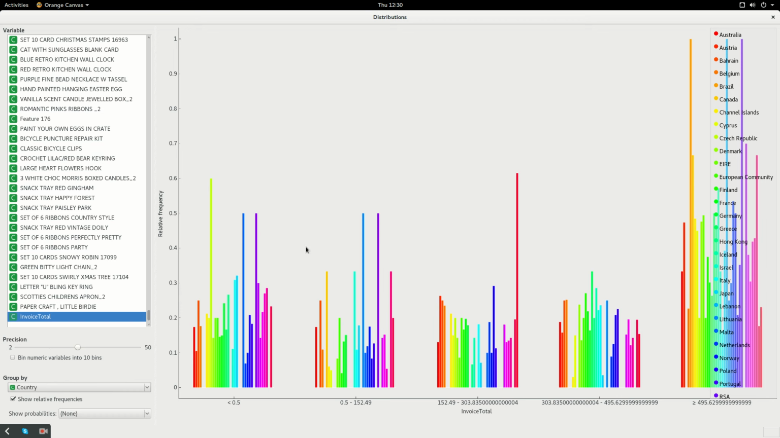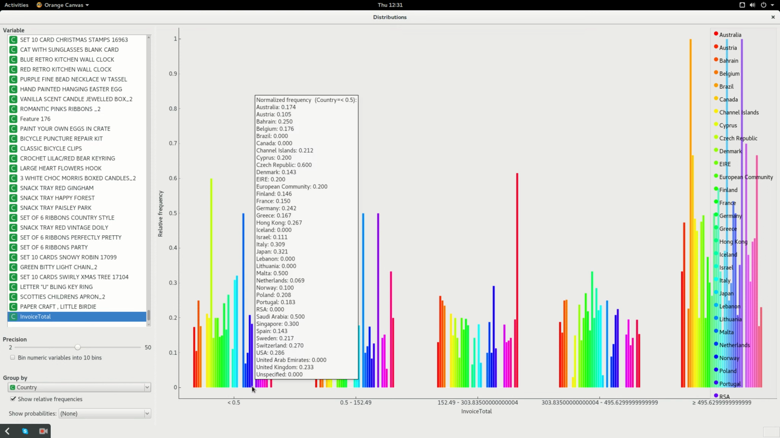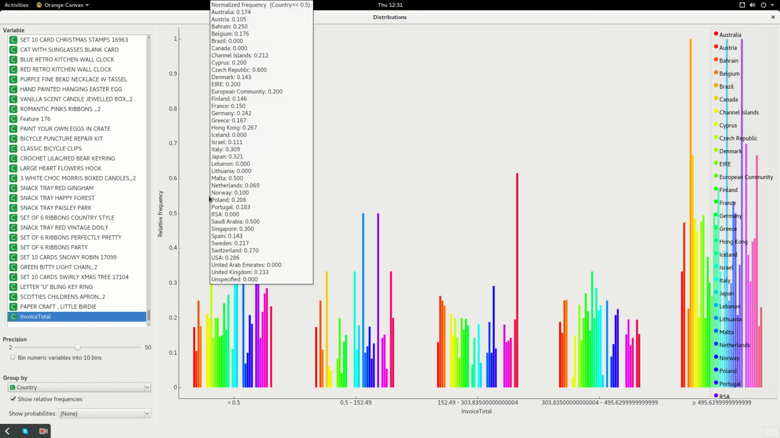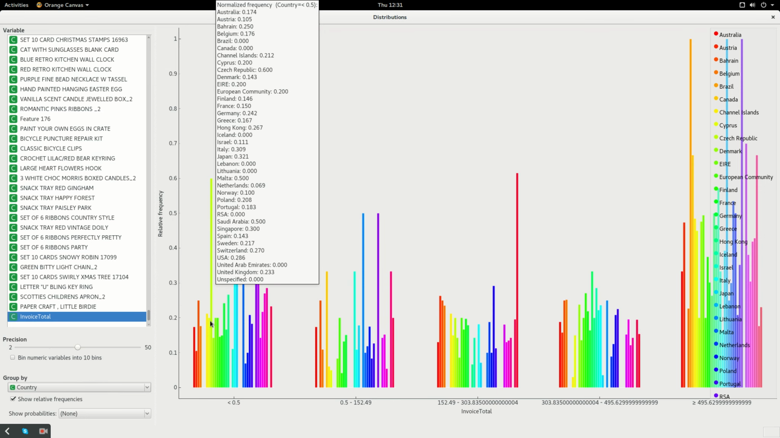As an introduction to this graph, these are the categories. We have 1, 2, 3, 4, 5 different categories of our invoice total, so the value of a particular transaction, and within every category it's split by color. You can see Malta over there. So we have the distribution of transactions coming from every country.